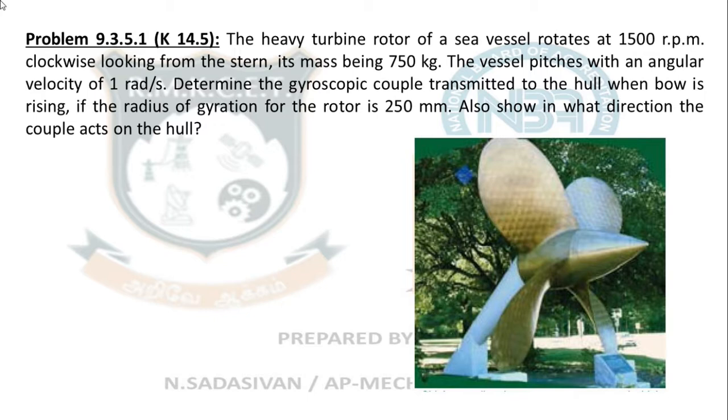Okay, hull, when the bow is rising, the radius of gyration of the rotor is 250 mm. Also show in what direction the couple will act on the hull. Do you understand the entire question?